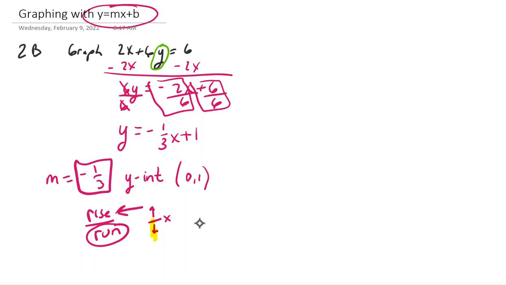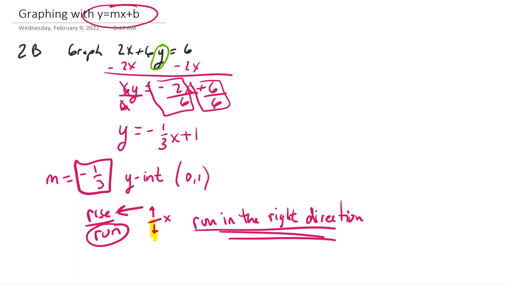So if that's the case, then my question is, how do you run? Well, a basic simple saying will always get you in the right direction. Always run in the right direction. The reason you always run to the right is because the sign of the fraction tells us whether we go up or down on the y-axis. So that means you're always going to be running to the right.